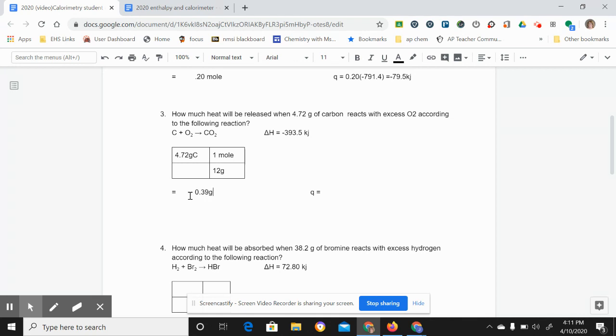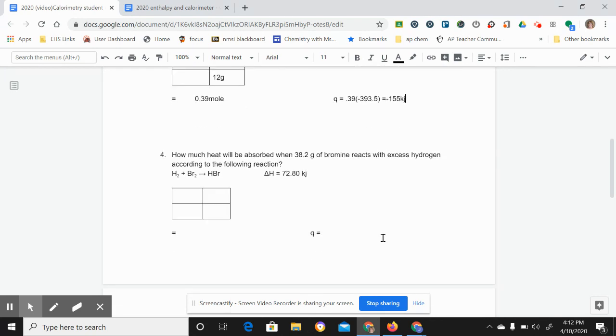Okay, so now we've got to calculate our Q value. Our Q is n, which, oops, I had the wrong unit on there, didn't I? 0.39 times my delta H, which is negative 393.5, and you get an answer with your math of negative 155 kilojoules. Got it? Okay, let's try one more.